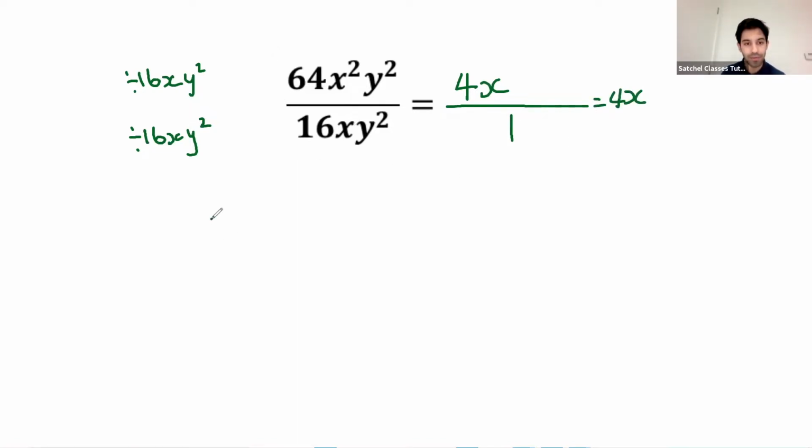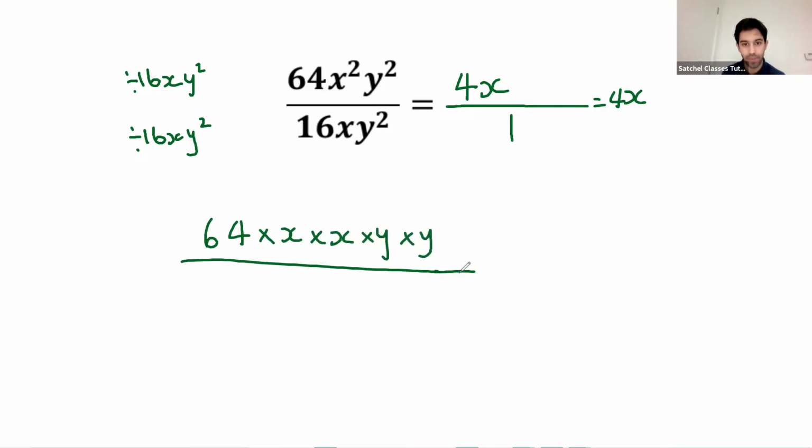Now again, I can rewrite this as 64 times x times x times y over 16 times x times y.